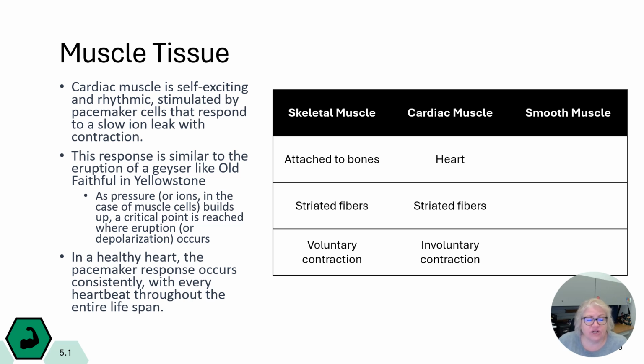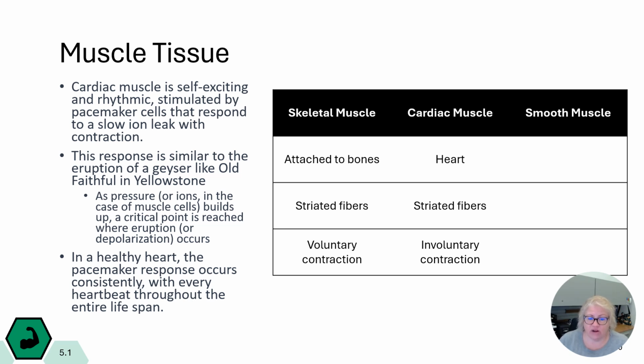So as pressure, or ions in the case of the muscle cells, builds up to a critical point, then if it's a geyser, you get eruption. If it's a heart muscle, you get depolarization. But that is regular and it's rhythmic, and that keeps our heart beating. So in a healthy heart, the pacemaker response occurs consistently with every heartbeat throughout the entire lifespan.